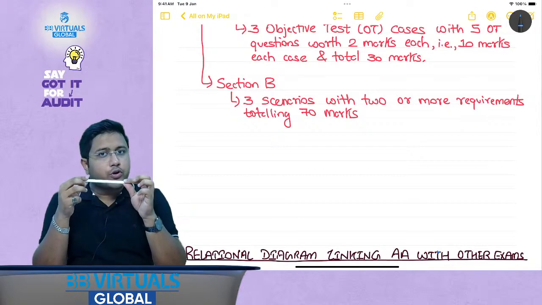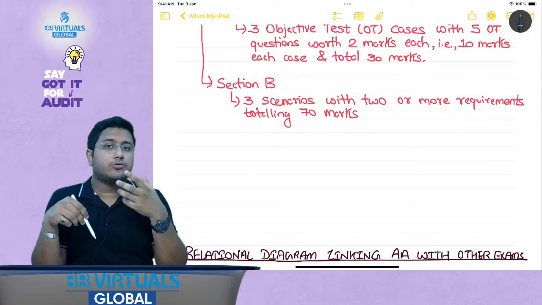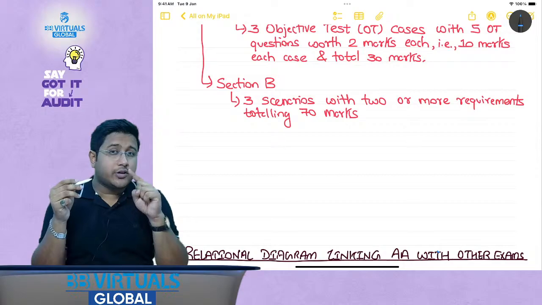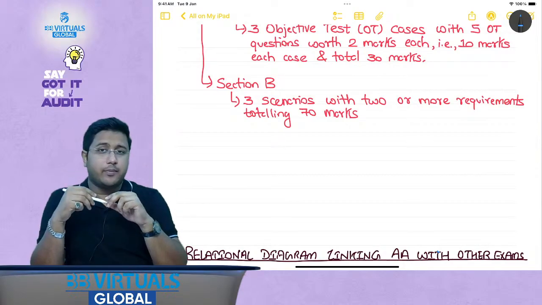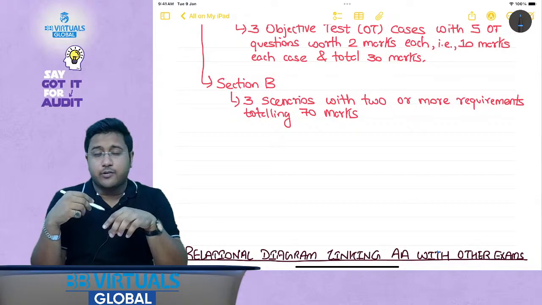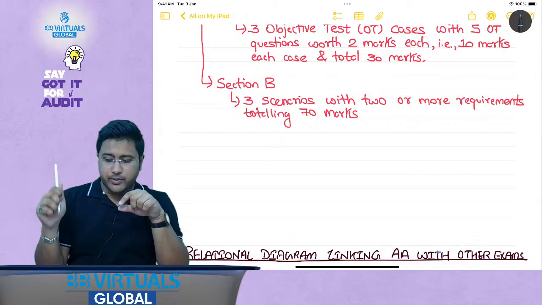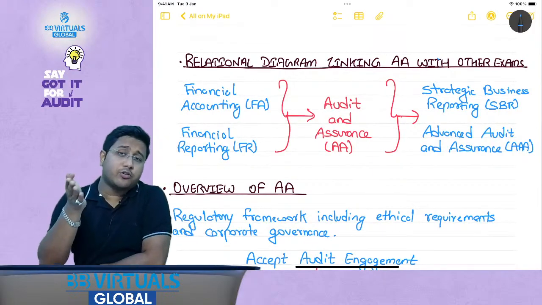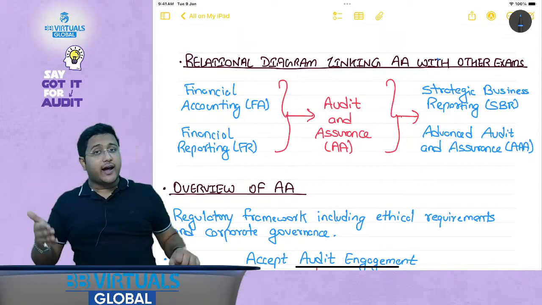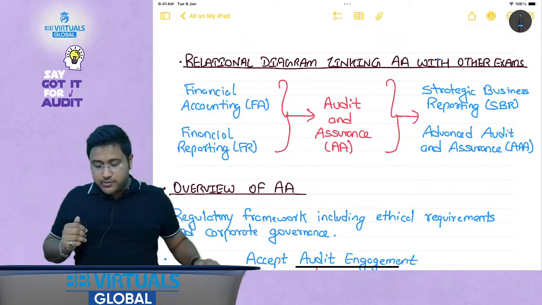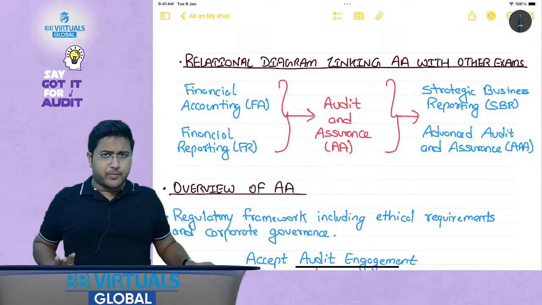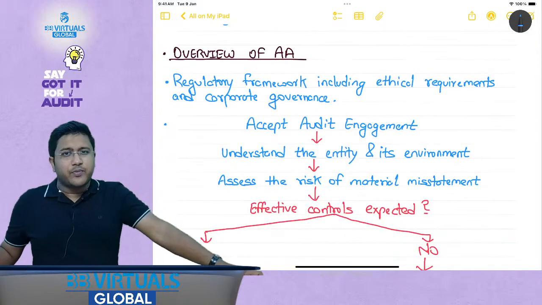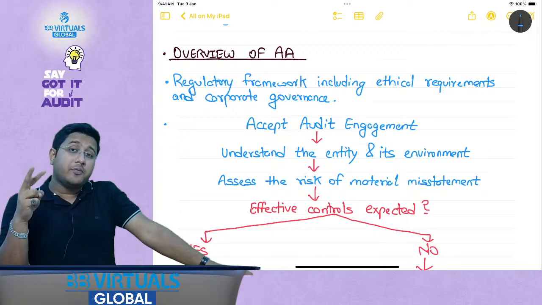So that is why it is very important for us to understand that audit is incomplete without the knowledge of accounting, and that is why it becomes very important for you to remember the concepts that you have studied in FA and FR while attempting your AA paper. And similarly, whatever you have studied in AA, you should remember it when you appear for SBR and AAA paper. Okay, so now the financial accounting and financial reporting papers are related to audit and assurance, because the knowledge that you have gained there would be used here, and the knowledge that you are gaining here would be used in strategic business reporting and advanced audit and assurance, that is the AAA paper. Hope this is clear. Yes. Now let's talk about the overview of AA. First we will be discussing the overview, then we will be discussing the detailed syllabus.